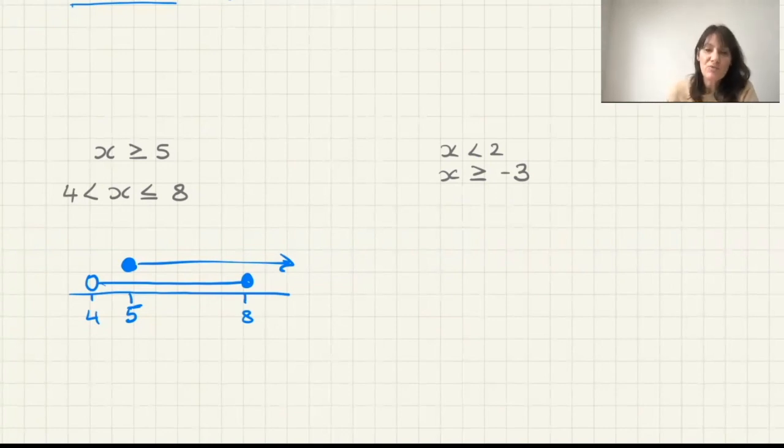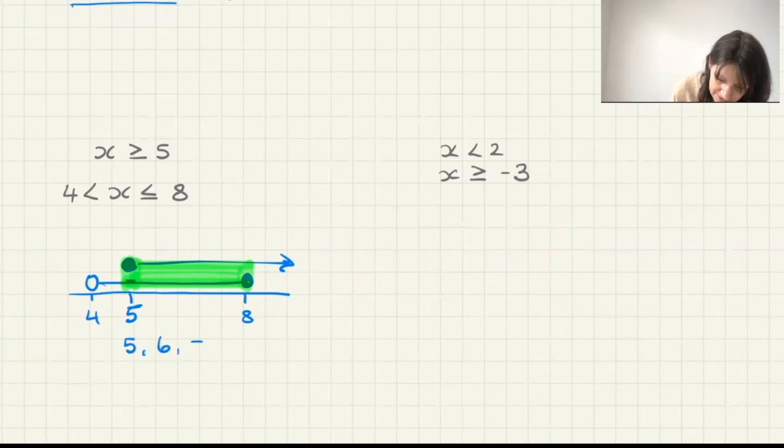But I want to write down the integers that satisfy both of those. So that is going to be 5. Oops, wrong. There we go. That's going to be 5 for both of those, isn't it? And then it'll stop when it gets to the 8. That's the only section where both lines are working together. So the integers are 5, 6, 7, and 8.